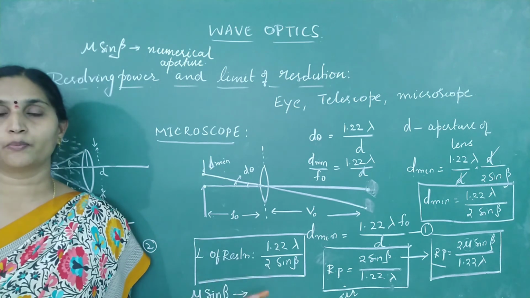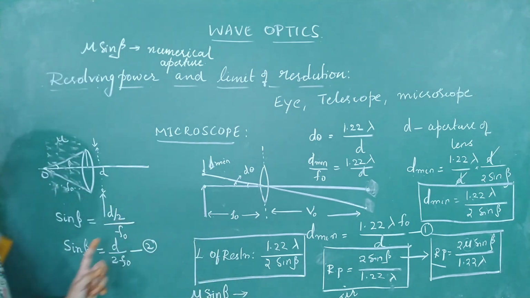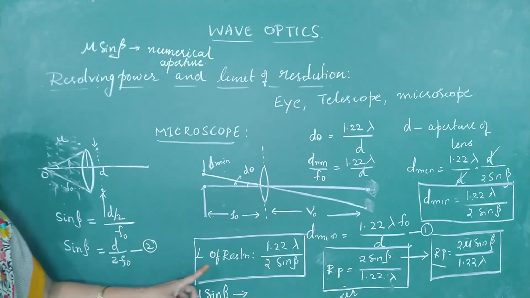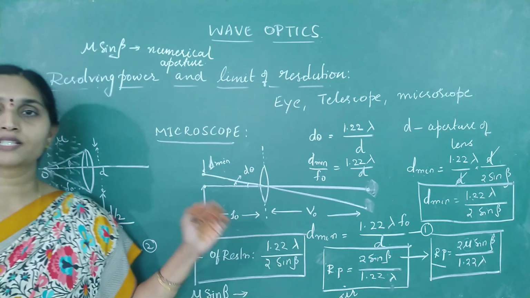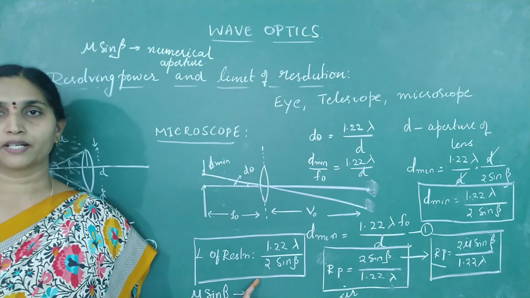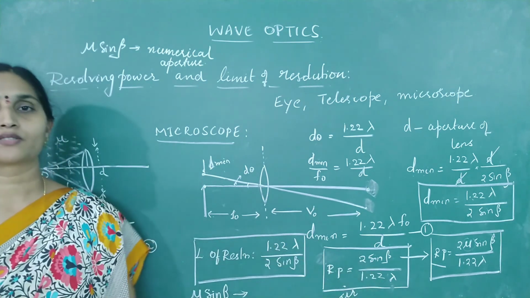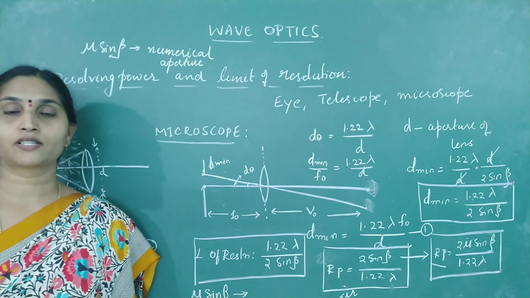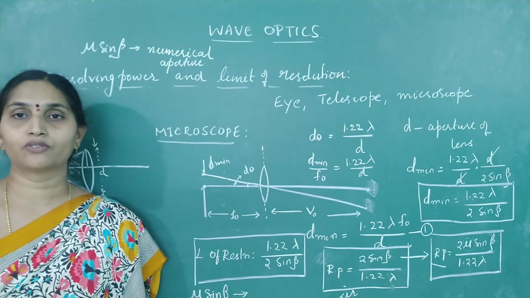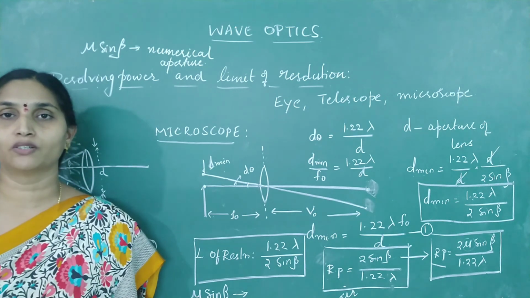Again, to repeat, for a telescope we have taken the angular limit of resolution. It was 1.22 lambda by small d, and resolving power was small d by 1.22 lambda. Whereas for a microscope it is 2 mu sin theta divided by 1.22 lambda. So this is how we can find out the resolving power of instruments by using the phenomenon of diffraction.